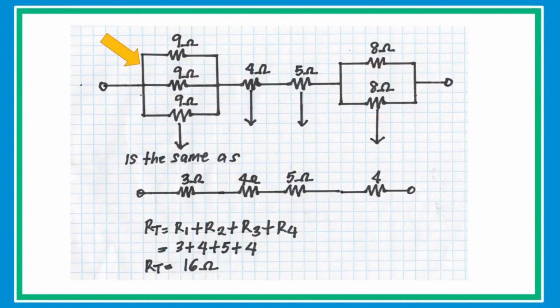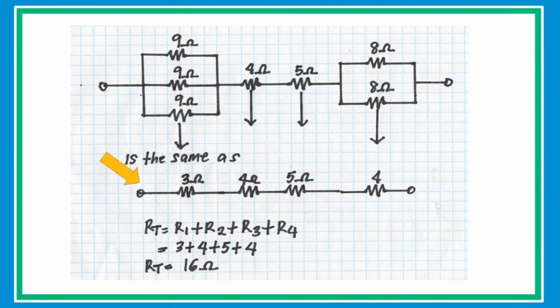First, the 3 9 ohm resistors are connected in parallel. In our previous example, if we have 3 resistors or more that are connected in parallel with the same value, just simply get the value of the resistor, then divide it by the total number of resistors, and the equivalent resistance is 3. Next, since the two 8 ohm resistors are the same value and connected in parallel, just simply get half of the value of 8 to get the equivalent resistance of 4 ohms.